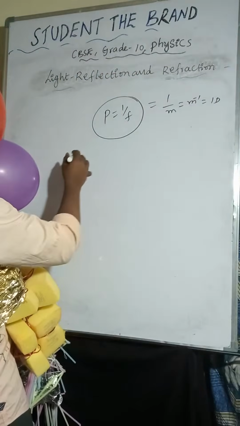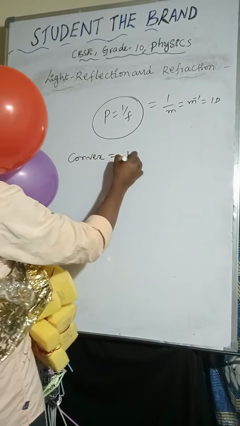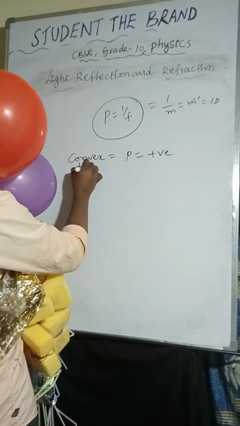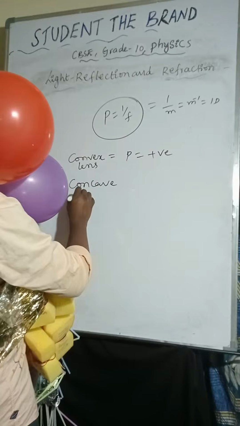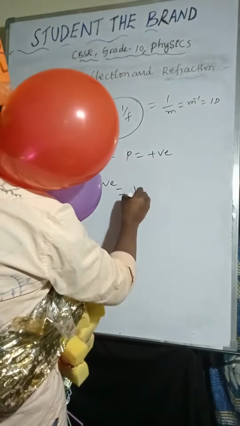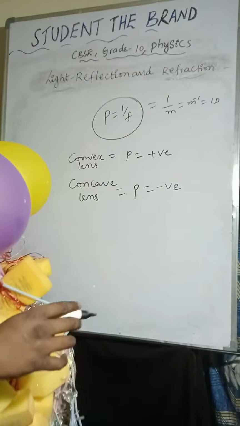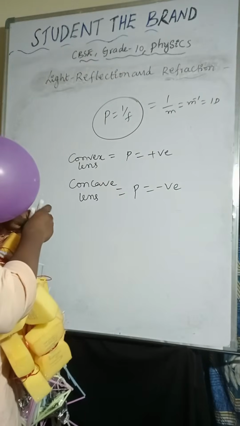For convex lens, power is positive. For concave lens, power is negative. Okay. So this is about light reflection and refraction.